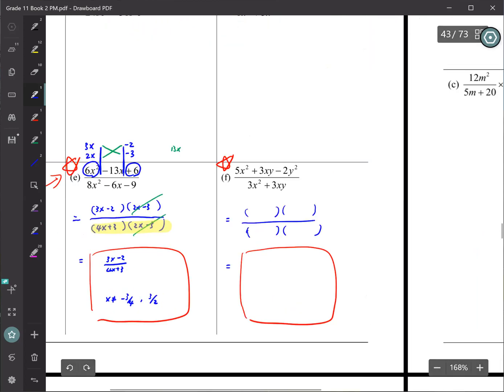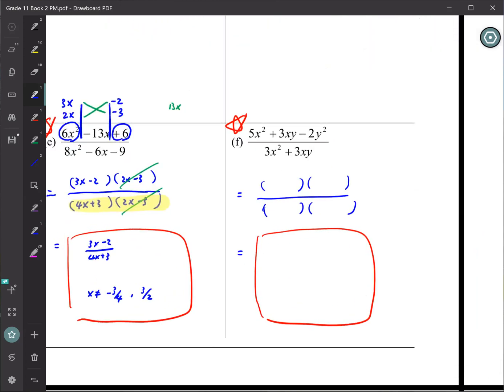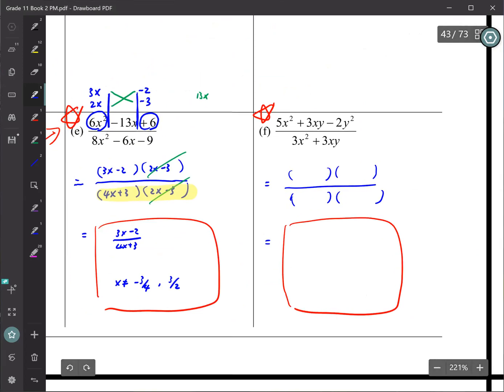Okay, question F. Okay, we still have 5 people working on, 6 people working on it. Okay. Okay, 5 more people.